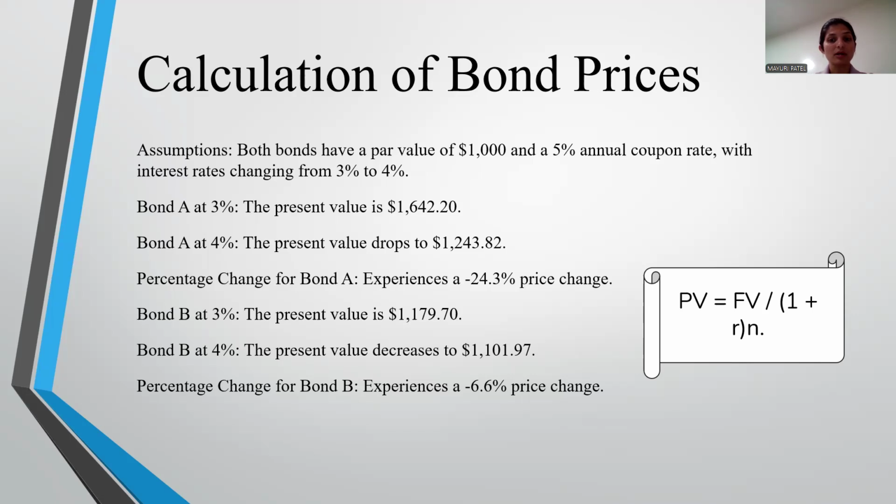The percentage change for bond A is a 22.30% decrease in price. Bond B at 3%, the present value is 1,179.70. For bond B at 4%, the present value decreased to 1,101.97. So the percentage change for bond B is a 6.6% decrease.